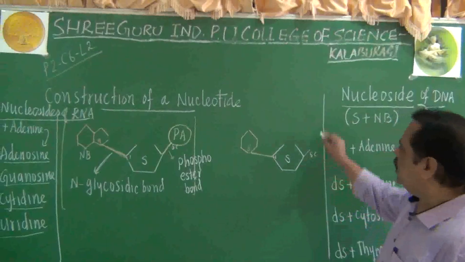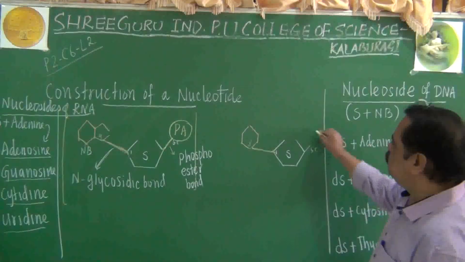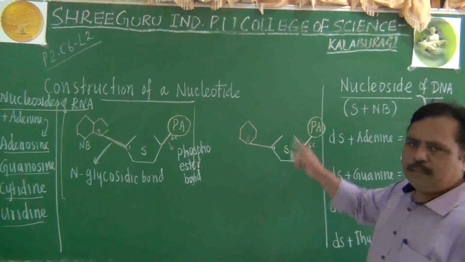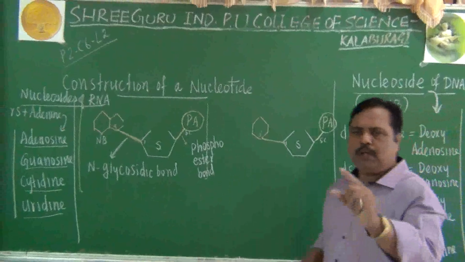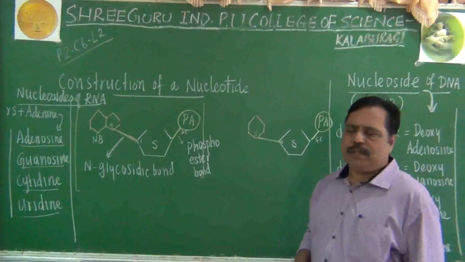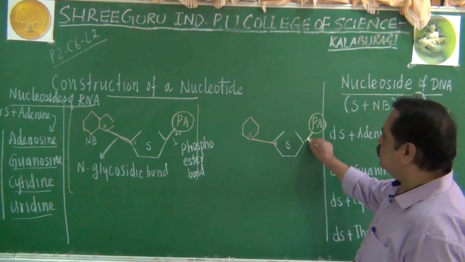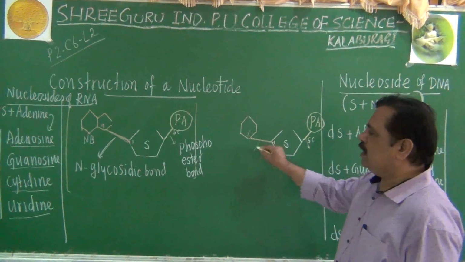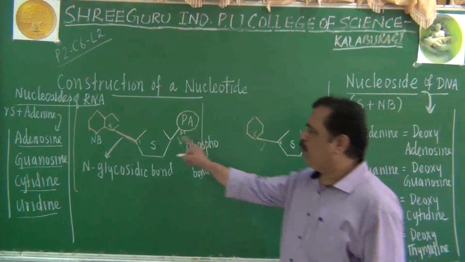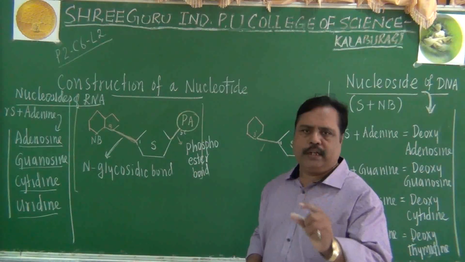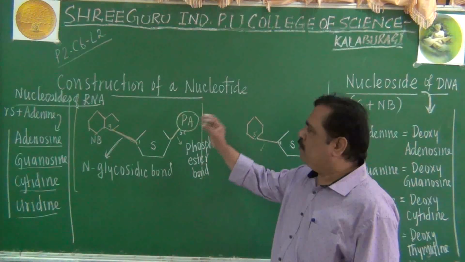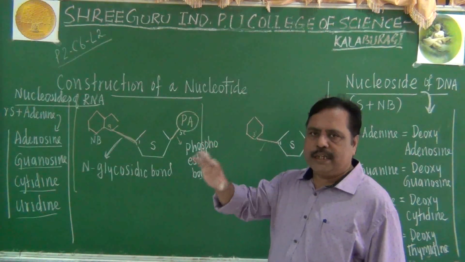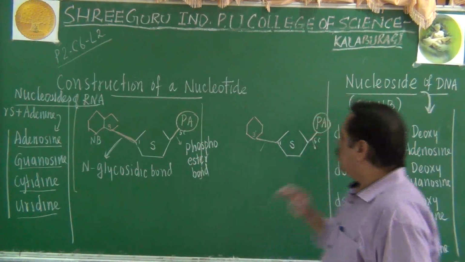Similarly, here also I can join one phosphoric acid, H3PO4, you know that the double bond O will be forming the ester bond here. So this bond is also called a phosphoester bond. This bond is called the N-glycosidic bond. Now we are getting a nucleotide completely. So we have understood the difference between nucleoside and nucleotide.